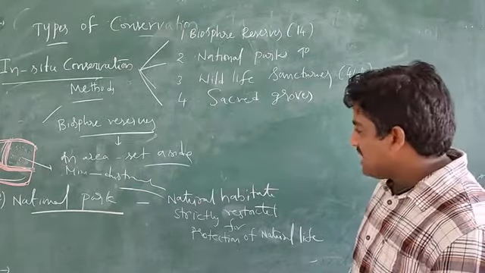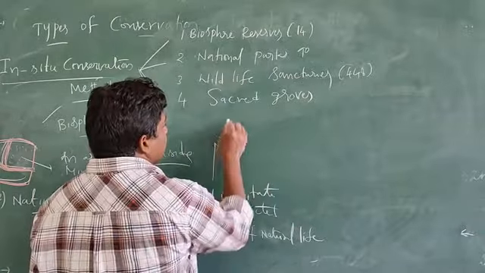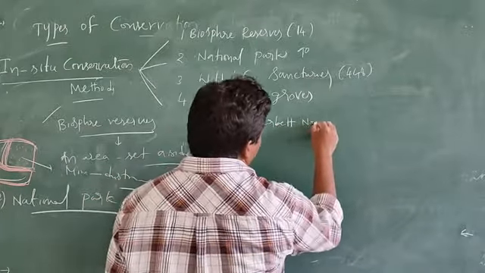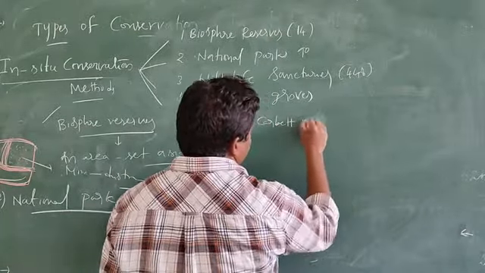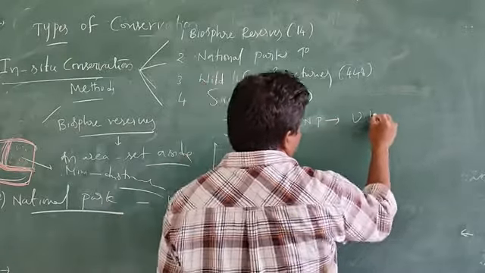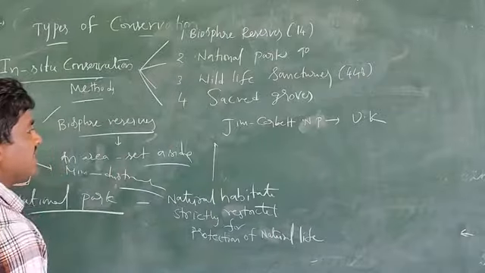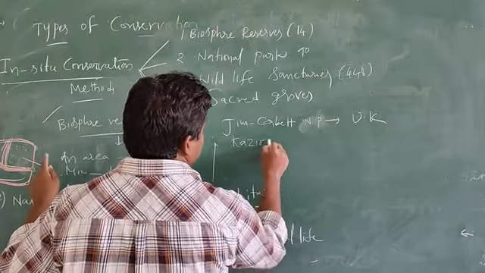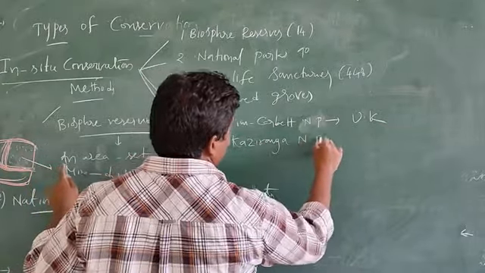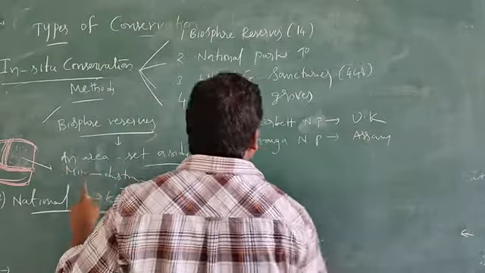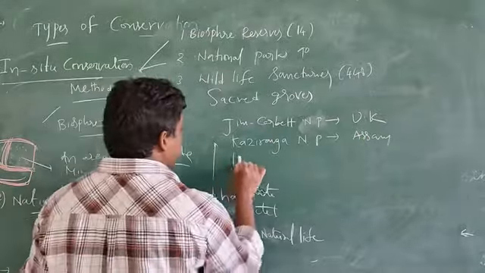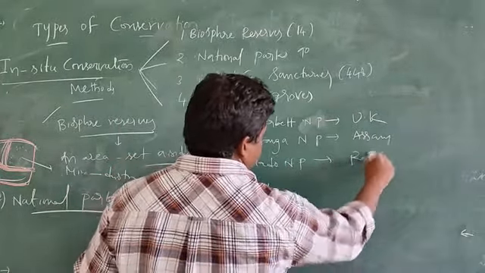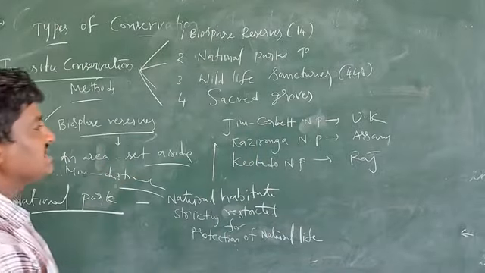Examples of national parks: the first is Jim Corbett National Park. It is located in Uttarakhand, that is the Uttaranchal region. Next, the second one, Kaziranga National Park, located in Assam. And one more, Keoladeo National Park, located in Bharatpur, Rajasthan state. So these are examples of national parks.